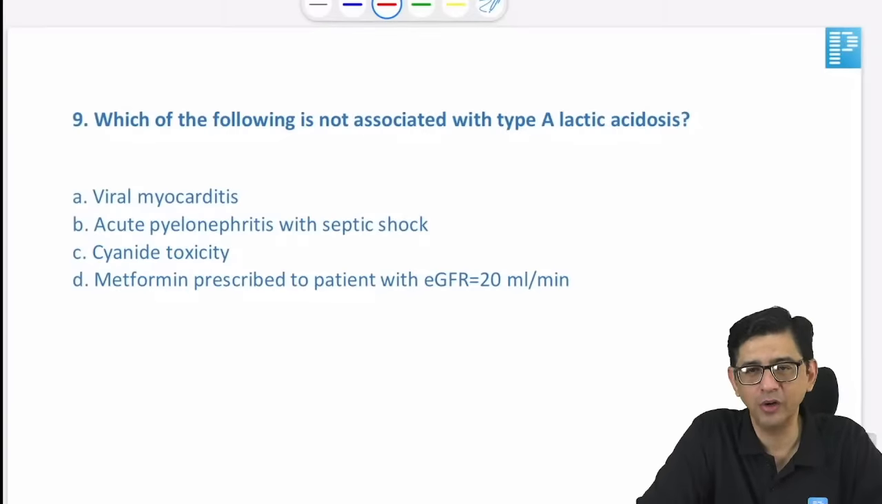Pneumonia is the leading cause of death in all neurodegenerative conditions.